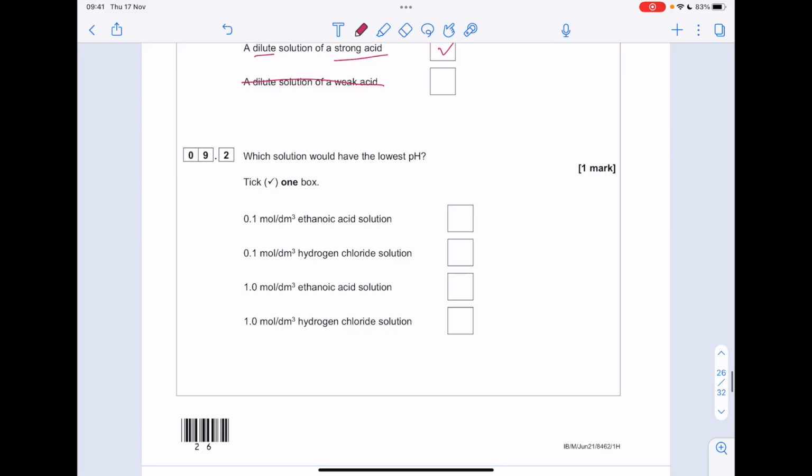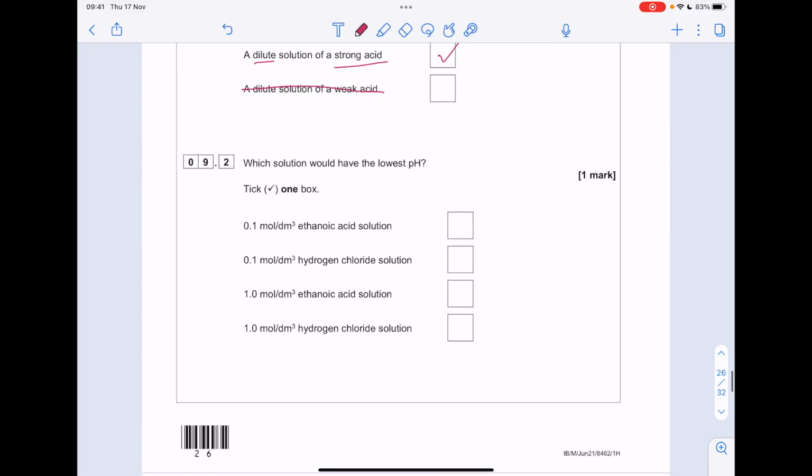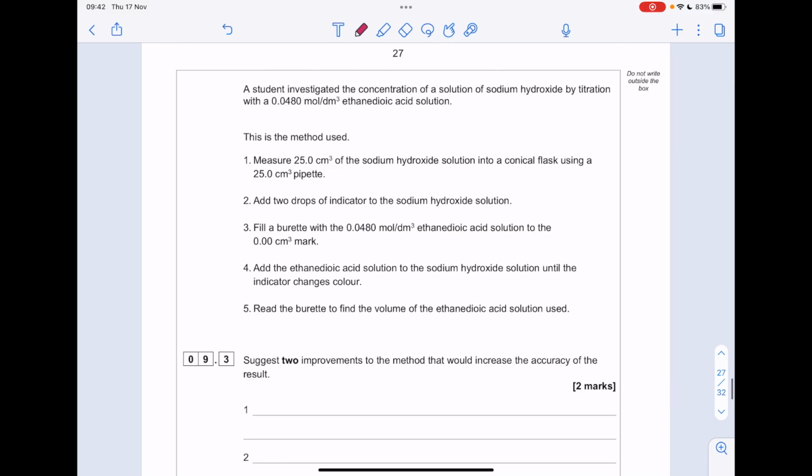Which solution would have the lowest pH? So low pH means strong acid, which means again we need HCl and we don't want ethanoic acid. And then you're looking for the highest concentration, which is this one, so it's that final option.